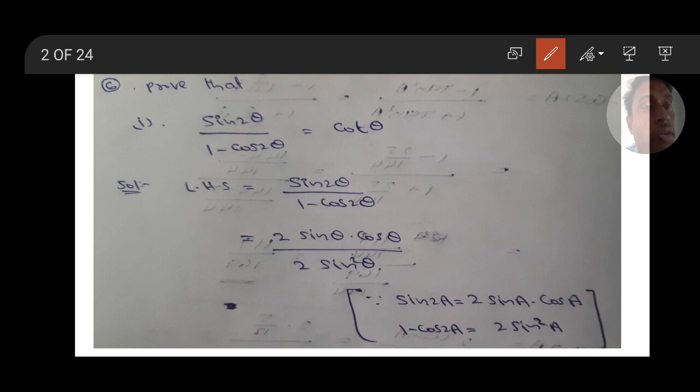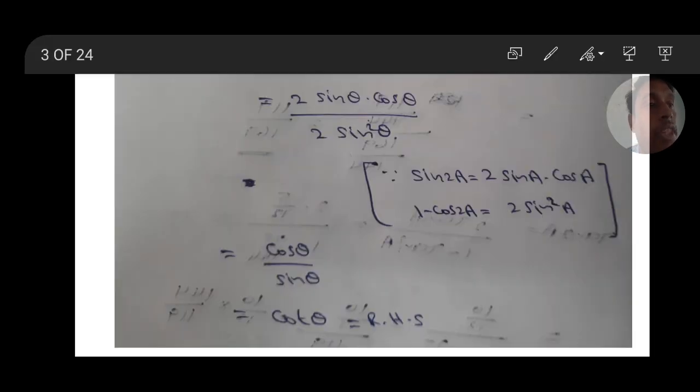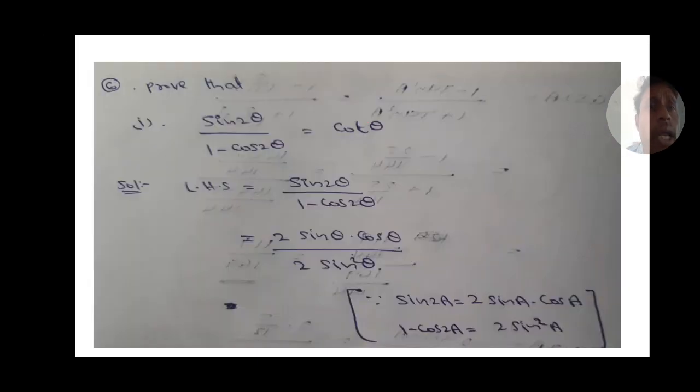In the formula substitution, instead of a we are writing theta. Here 2 cancels, and sin theta cancels with sin square, so we have remaining cos theta by sin theta, that is cot theta, the RHS. So sin 2 theta by 1 minus cos 2 theta equals cot theta. Only two formulas, sin 2a formula 2 sin a cos a and 1 minus cos 2a formula; substitute and simplify, we get the answer.